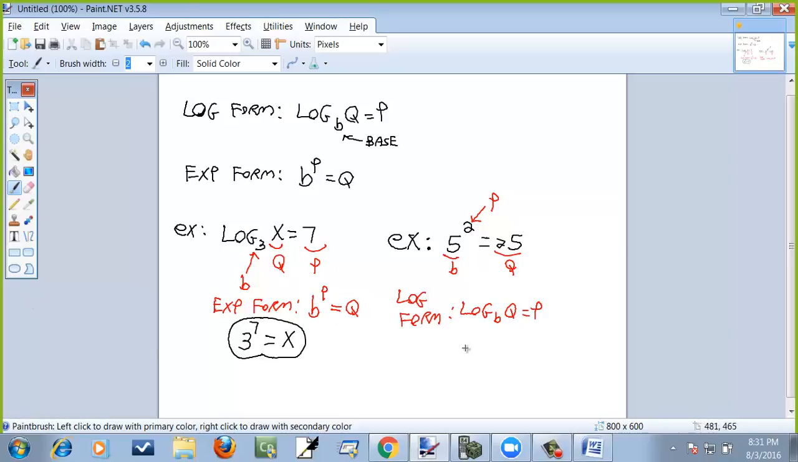So I'm going to plug in what I identified. The b we said was 5. The q we said was 25, and the p we said was 2. So that's going to be our log form. Now we have some special bases. So let me clear this off and we'll talk about those.